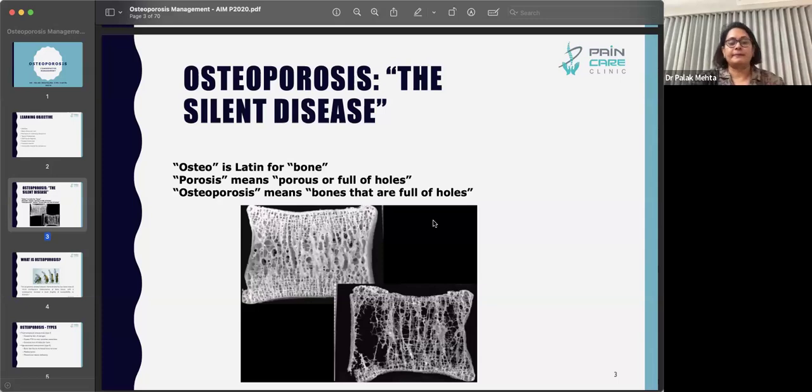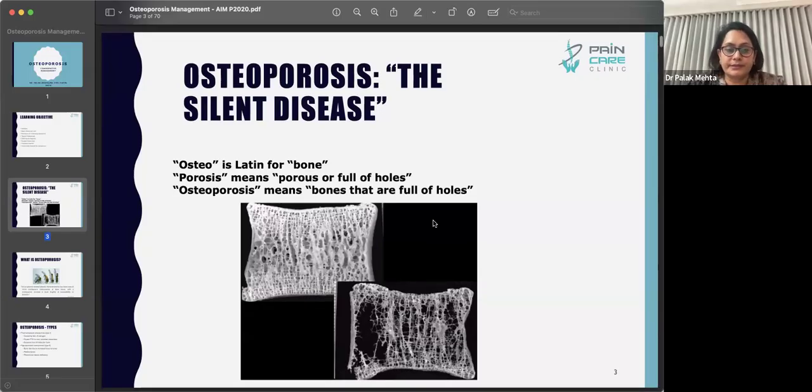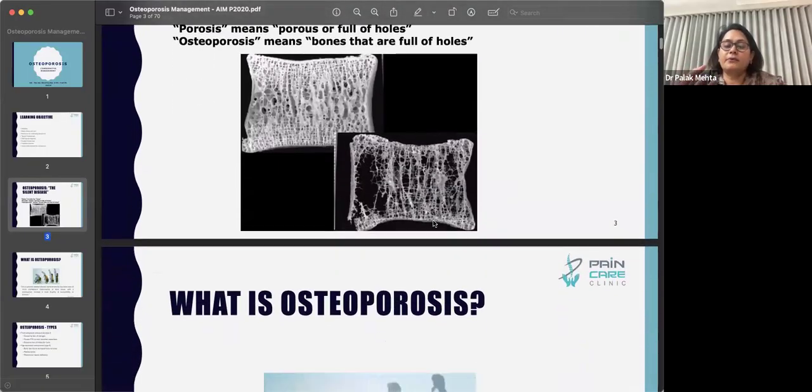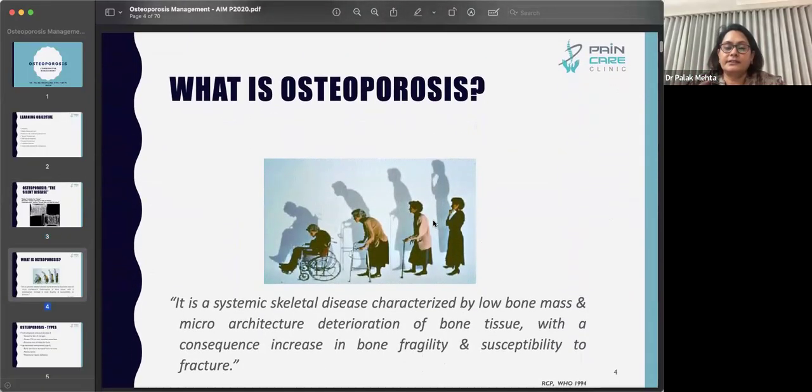Over a period of time, mostly under hormonal influence, the bone becomes porous. Initially the bone density is high in your 20s, 30s, maximum up to 40s. But in the later part of life, under the influence of the hormone, the bone becomes porous, and that porous bone is called osteoporotic bone. By definition, it is a systemic skeletal disease characterized by low bone mass and microarchitecture deterioration of the bone tissue, with a consequent increase in bone fragility and susceptibility to fracture.